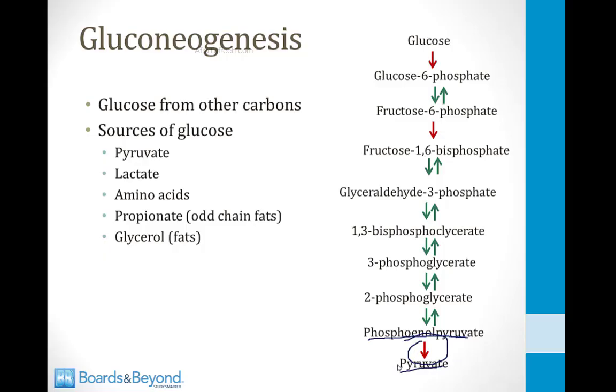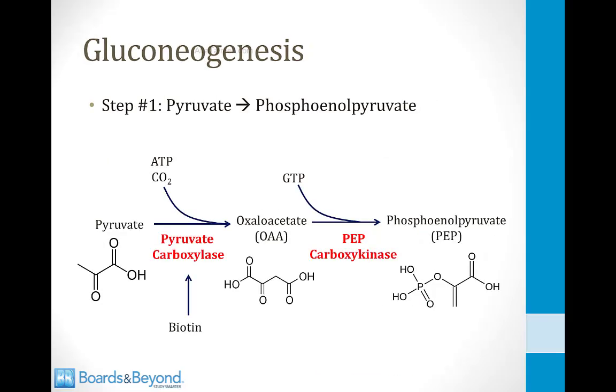So in order for gluconeogenesis to occur, the cell is going to have to use other pathways to get around this irreversible step and synthesize phosphoenolpyruvate from pyruvate. In order to convert pyruvate into phosphoenolpyruvate, cells use a two-step process. The first step of the process is catalyzed by an enzyme called pyruvate carboxylase.